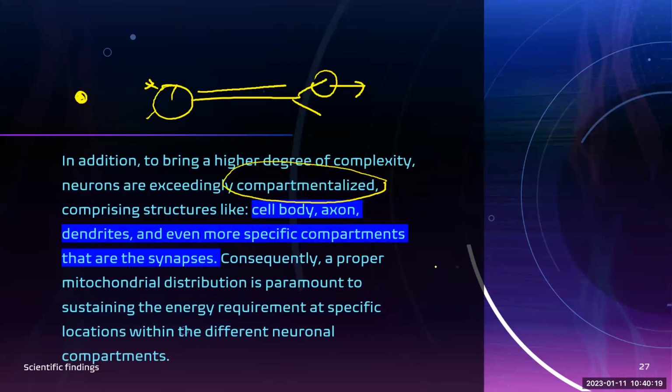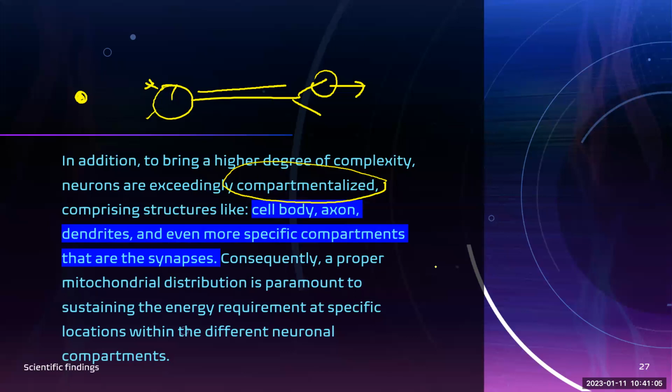In addition, to bring a higher degree of complexity, neurons are exceedingly compartmentalized. I think it is again given here. What is compartmentalization? Compartmentalization is when the cell is divided into different divisions such as cell body, axon, dendrites, and even the synaptic terminals, an even more specific compartment that are synapses. So there are four divisions we can find in neurons.